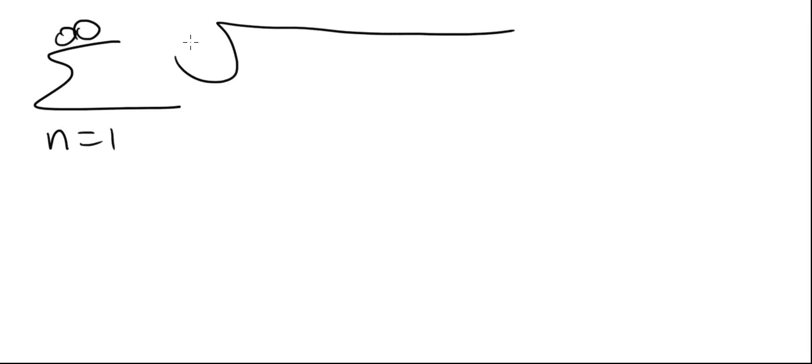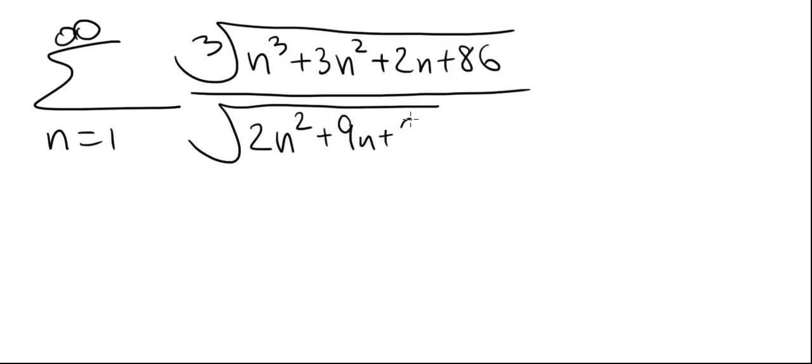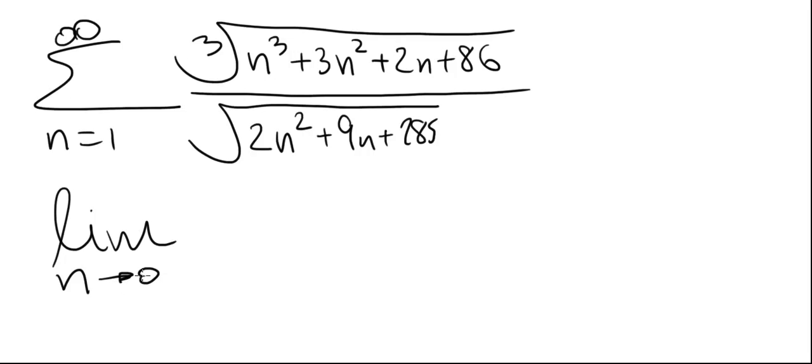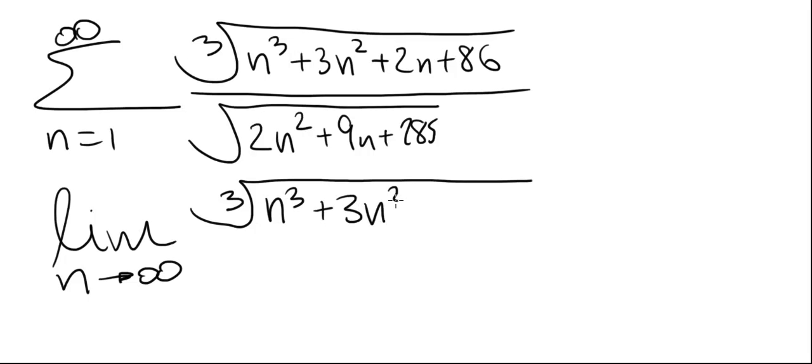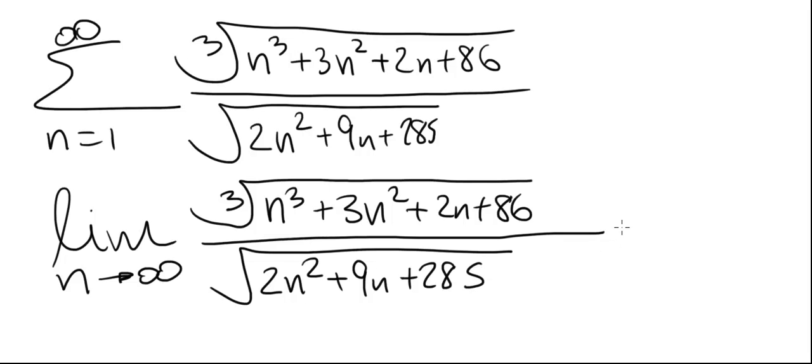In the numerator we have a cube root of n cubed plus 3n squared plus 2n plus 86, and in the denominator we have the square root of 2n squared plus 9n plus 285. We're going to take the limit of that sequence that gives us the series, that is the limit as n goes to infinity of the cube root of n cubed plus 3n squared plus 2n plus 86 divided by the square root of 2n squared plus 9n plus 285. Now we want to evaluate this limit.